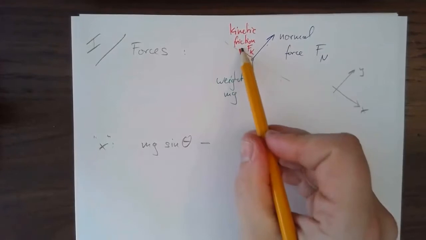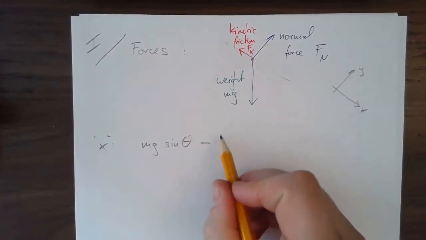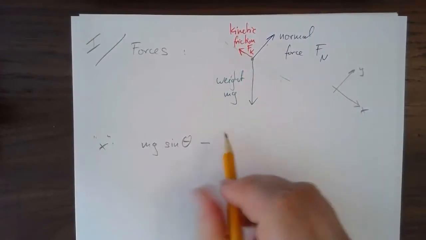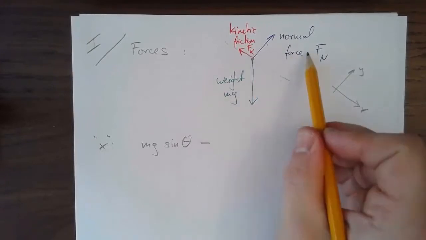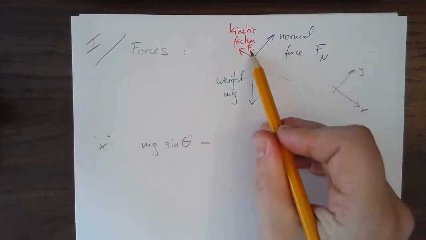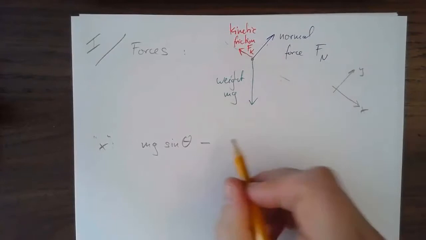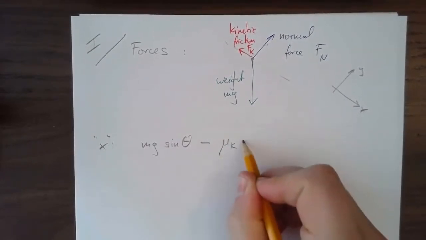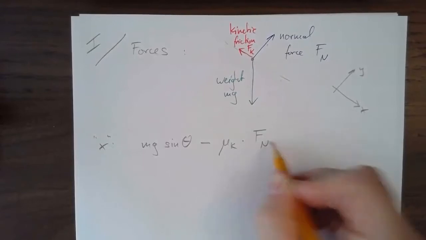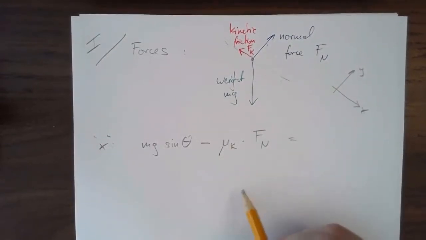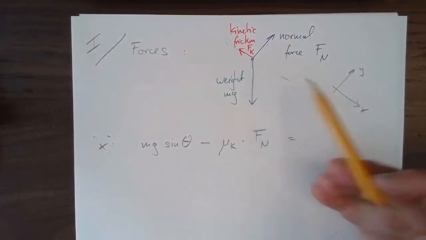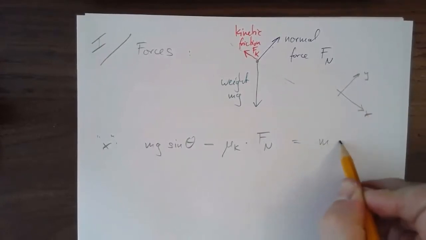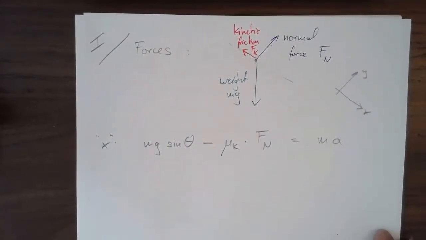I'm going to subtract from that the friction. The friction is of course the normal force times the coefficient, mu K, kinetic friction, times the normal force. And that's, is it equal to 0? No, this thing is accelerating, so it's equal to ma. A is not 0 here.